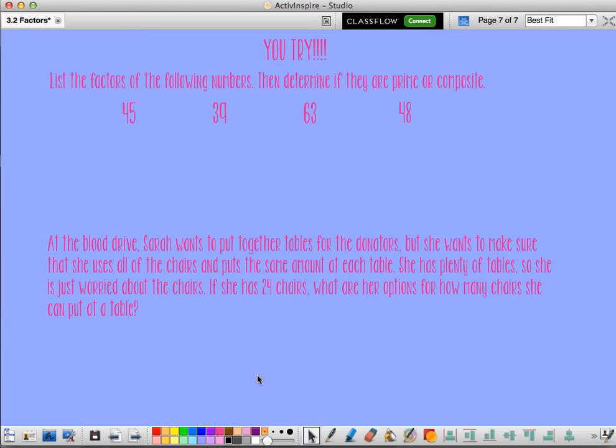So I want to know if she has 24 chairs and she needs to make sure to use them all and she wants each group to have the same amount, how many could she put in each group and satisfy all of those pieces? As always, if you have any questions, be sure to write them down or email me so we can go over them in class.